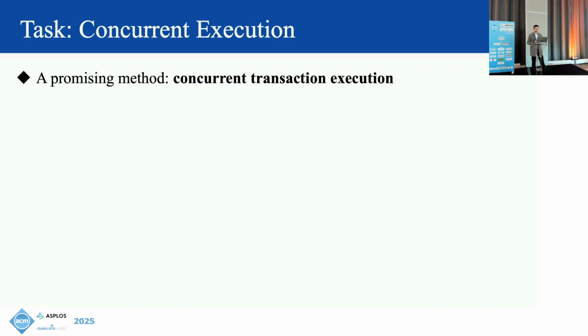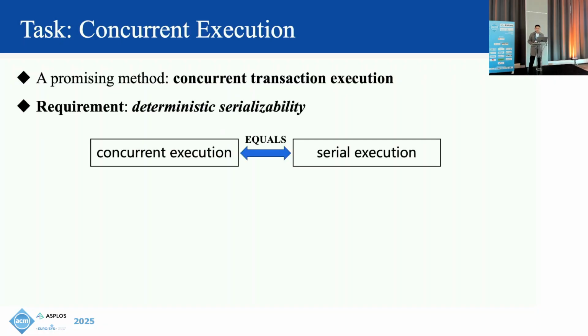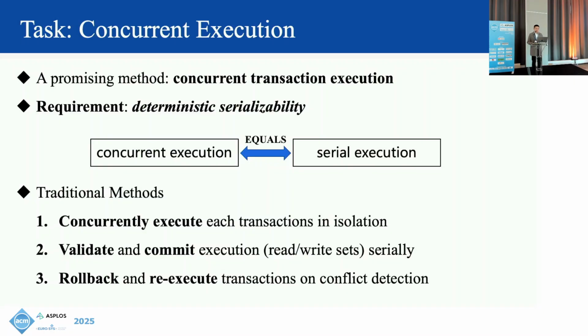To address this issue, many researchers have explored concurrent execution methods to improve throughput. The idea is to speculatively run transactions in parallel and then ensure correctness by enforcing deterministic serializability, which is a concept borrowed from database systems. That is, the results of concurrent execution must be identical to those produced by the serial execution following the preset transaction order. Thus, traditional approaches generally follow a three-step procedure.